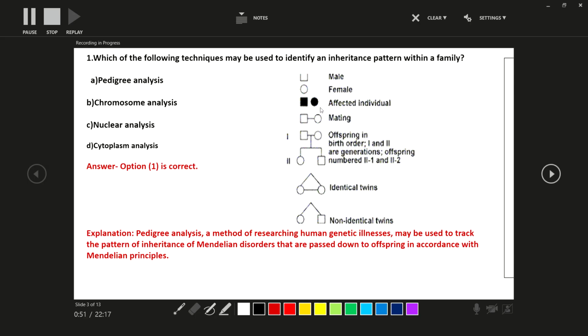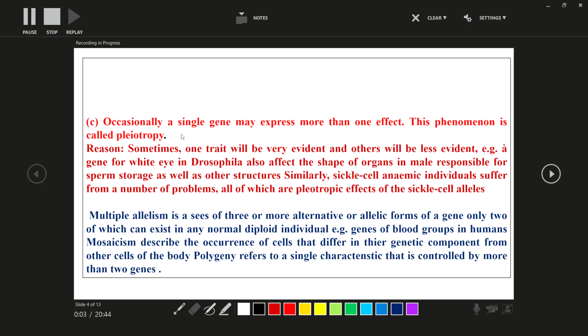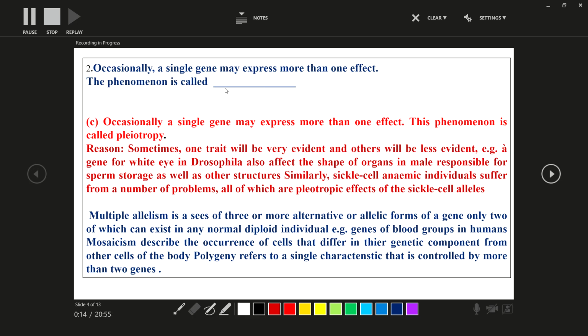Affected individuals are dark in nature. Occasionally, a single gene may express more than one effect. This is called, you can see, multiple allelism, mosaicism, pleiotropy, and polygenic inheritance. The answer is C, pleiotropy.